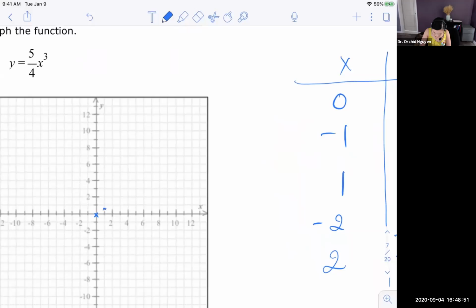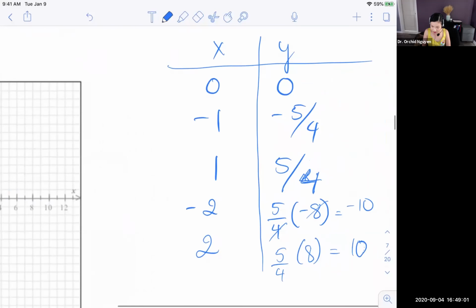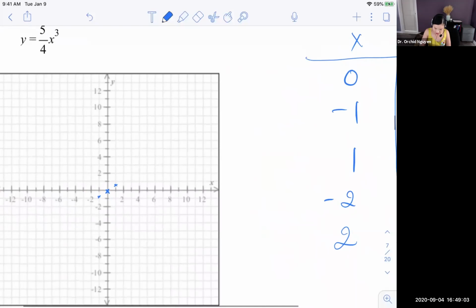So somewhere right here. 2 is going to be okay. So negative 2 is going to give me negative 10. And 2 is going to give me positive 10. So at least I have that shape. Curve and the curve.